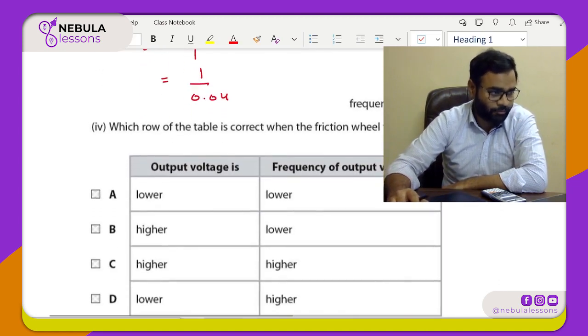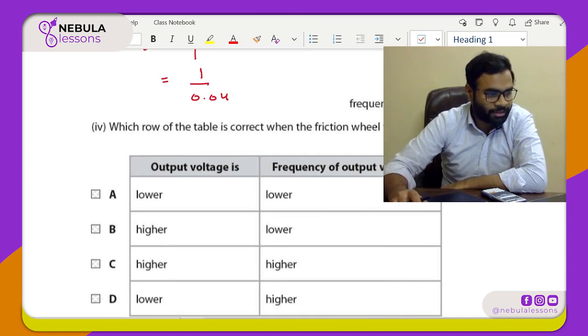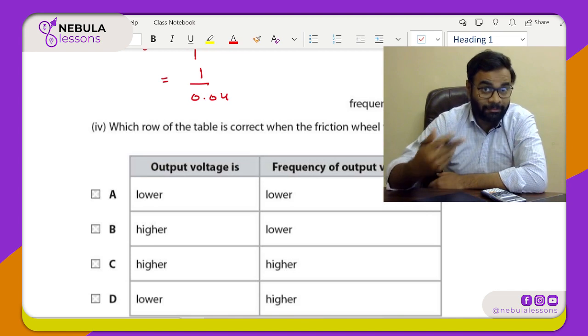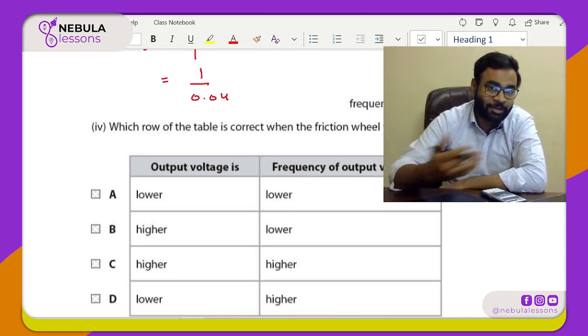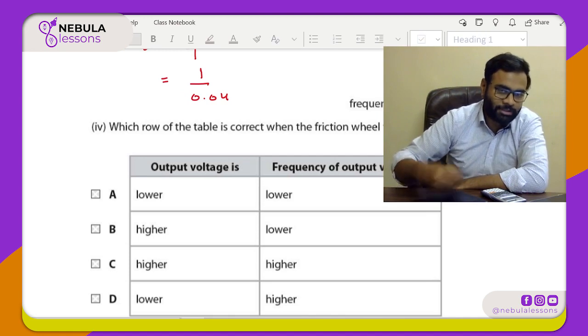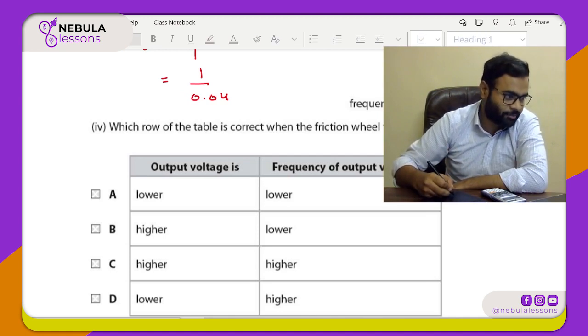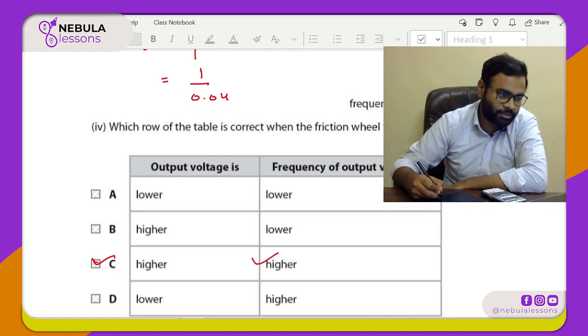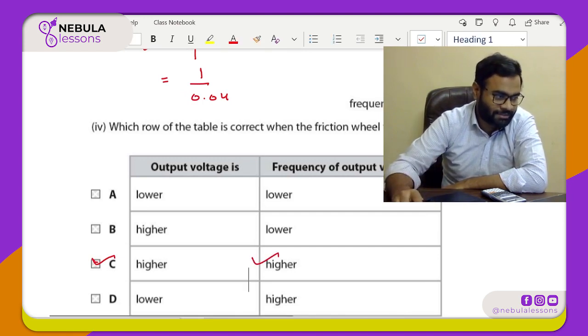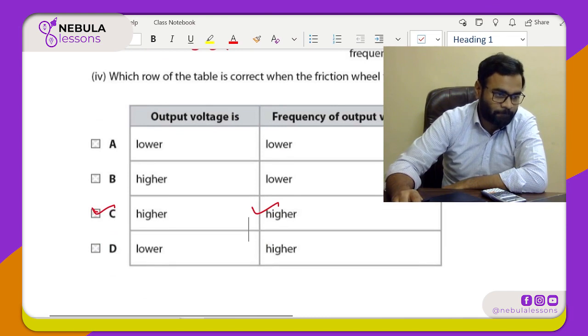Now, which row of the table is correct? Part 4 is asking when the friction wheel turns faster. That means the magnet is moving faster. So what do you expect? You know that electromagnetic induction depends on the relative movement. So more relative movement means higher voltage. And since it's rotating faster, the frequency of the output voltage would also be higher. So the best choice is C.